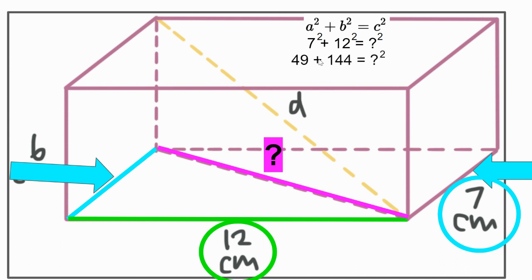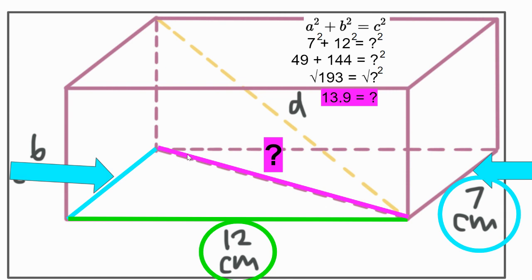7 squared is 49 plus 144, which is 12 squared. Add them together, we get 193. So our final step is we need to find the square root of 193 because right now we have our question mark squared. So to get it just to be the question mark, we're going to have to find the square root of both. And in rounding, I ended up with a result of 13.9 for my question mark length.